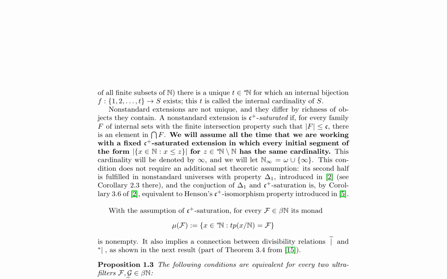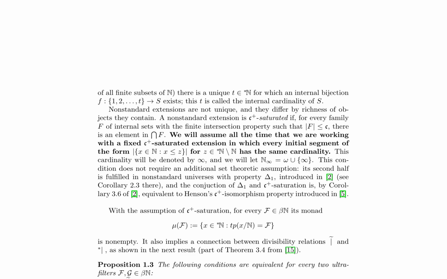This research focuses on c+-saturated nonstandard extensions, which possess desirable properties, such as ensuring that every initial segment of the form {x ∈ N : x ≤ z}, for z ∈ *N \ N, has the same cardinality, denoted by c. This condition can be achieved through Henson's c+-isomorphism property, without requiring additional set theoretic assumptions.